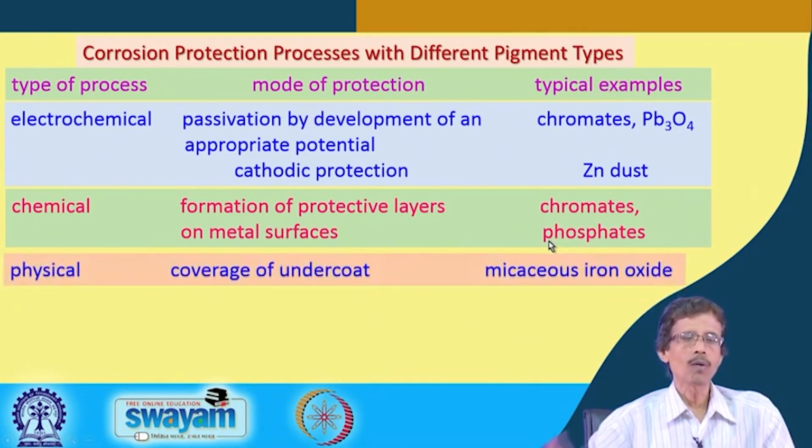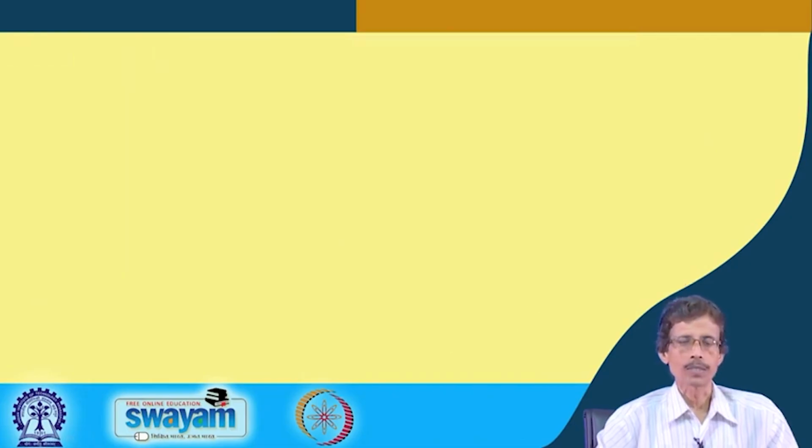We can also have only the physical process operating for corrosion. The physical process of corrosion protection can be considered by coverage with the undercoat only and micaceous iron oxide, because the mica-type very small iron oxide particles can be used for this particular purpose.